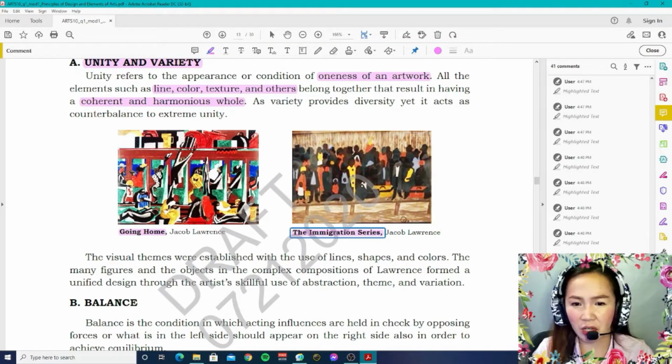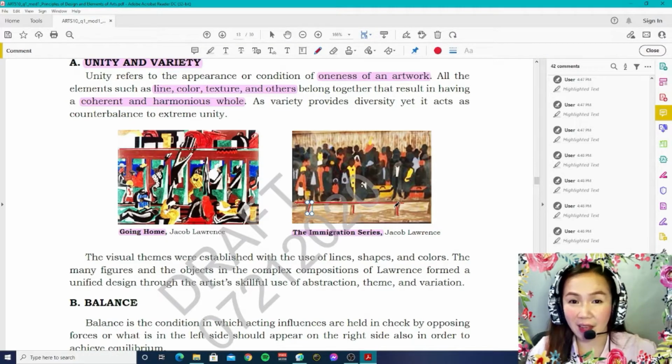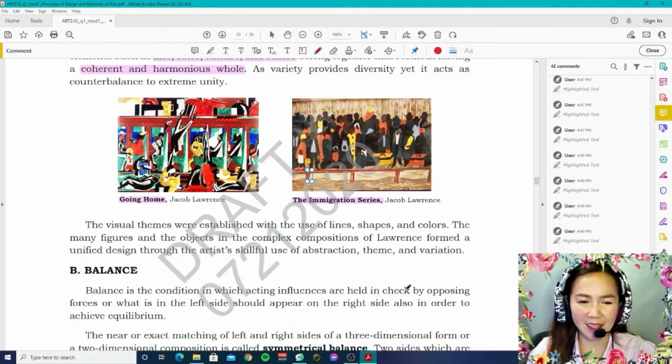We have orange, yellow, dark tones. And it also has lines. Do you see this? We have lines, vertical and horizontal. Dark colors and light colors. There are many elements, she used more than one, but she was able to form a good, beautiful, harmonious painting. Okay? So that's it.